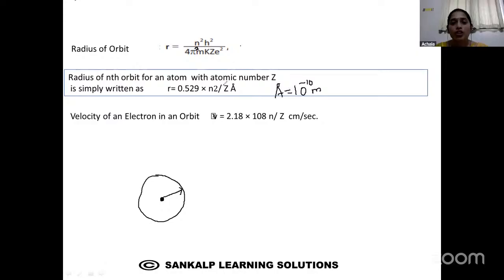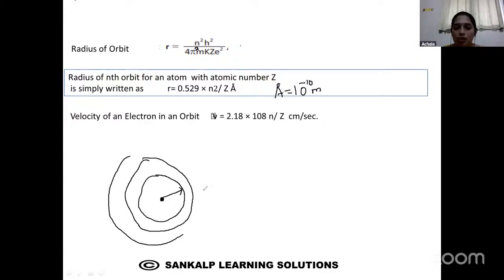And we say n square by z. Here, n is nothing but the orbit number, whether it is the first orbit, second orbit, or third orbit. We have to substitute the value of n. What is z? Z is the atomic number. For hydrogen it is 1, for helium it is 2, for lithium it is 3.